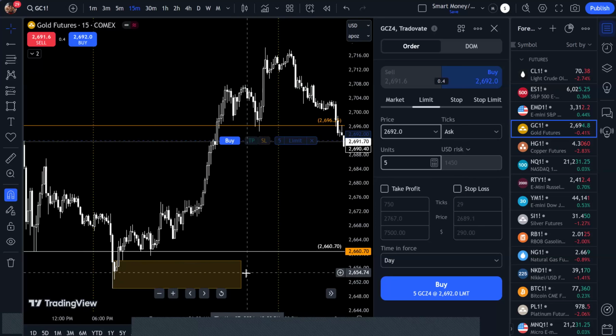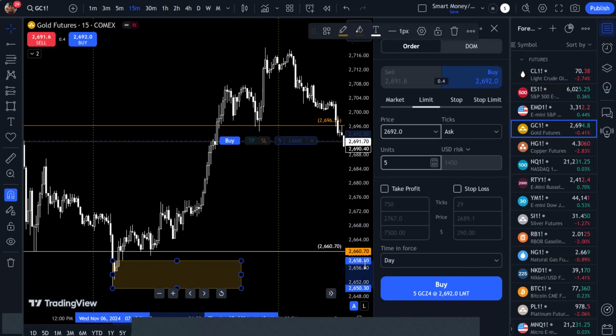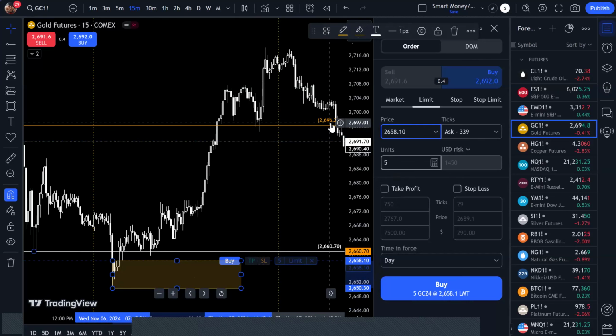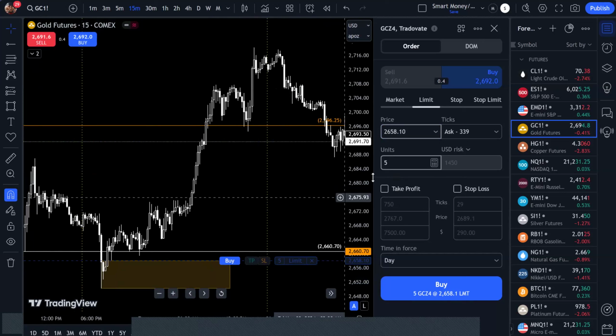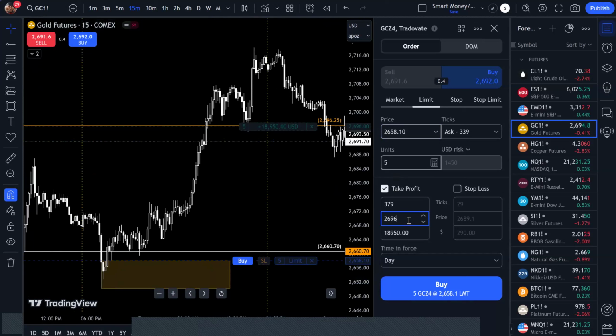Fair value gap at 2658.10. All right, halfway was right here at 2696.25, right up in here. That's a lot of money. 2696.25. Look at that, $19,100. And like I said, I didn't trade it.